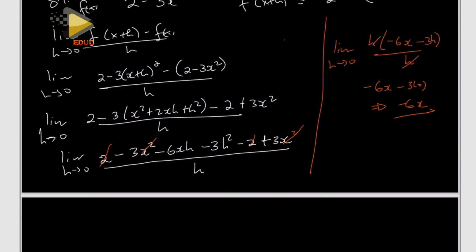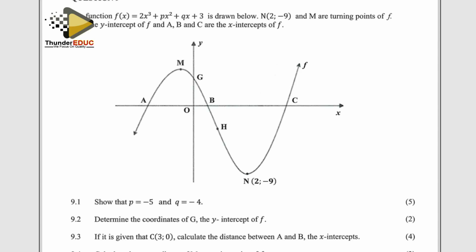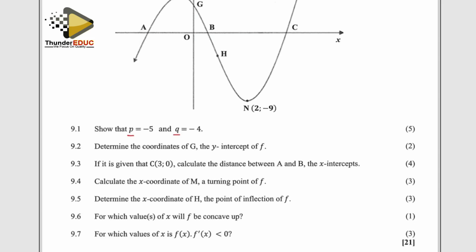Then question number 9. Okay, the function f of x, 2x cubed plus px squared plus qx plus 3 is drawn below. N is 2 and negative 9. N and M are turning points of f. G is the y-intercept. A, B, and C are x-intercepts, and so on and so forth. Can we show that P is negative 5 and Q is negative 4?